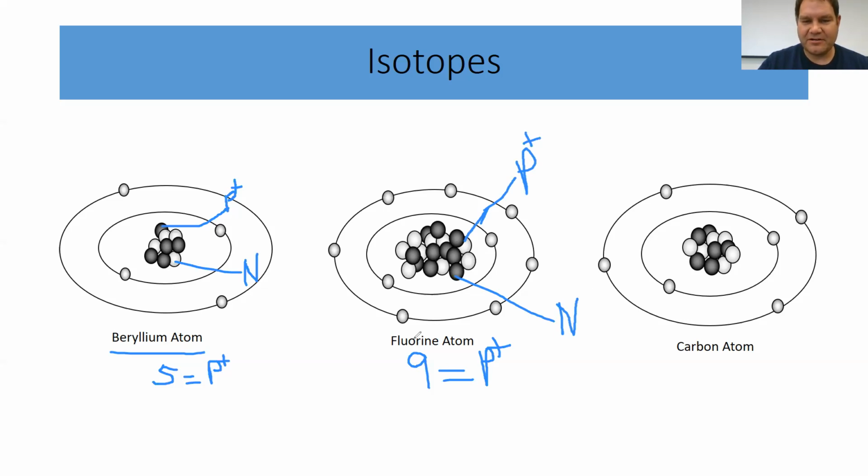And again, we cannot alter the 9. If we do, it's no longer fluorine. So what about carbon? Well, this one's going to be hard because if you look, 1, 2, 3, 4, 5, 6, or 1, 2, 3, 4, 5, 6. So they both have 6. And we know that the number of protons that carbon has, as we've mentioned earlier, is 6. 6 protons in the nucleus. The atomic number of carbon is 6.